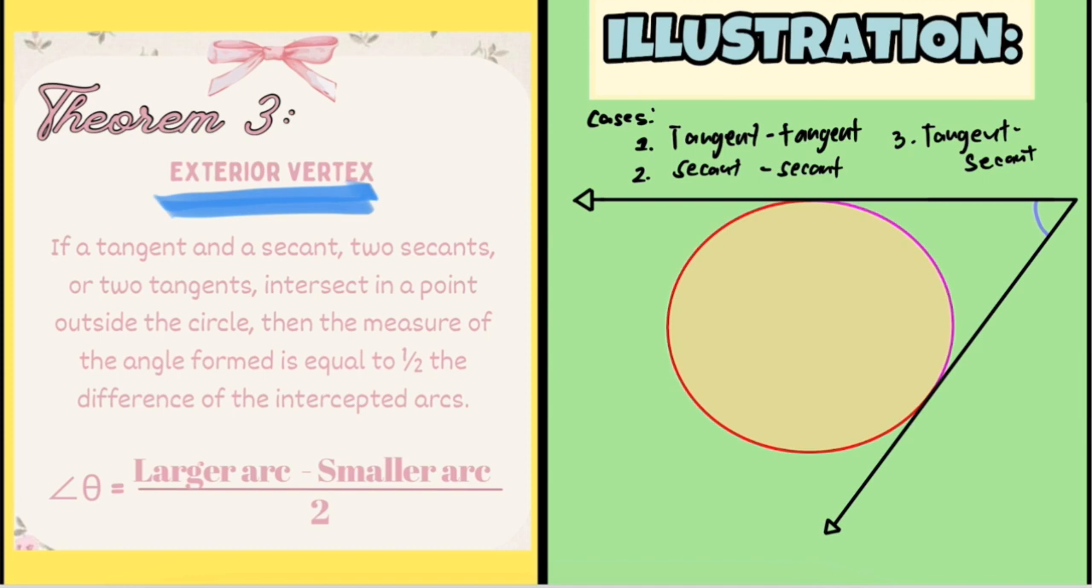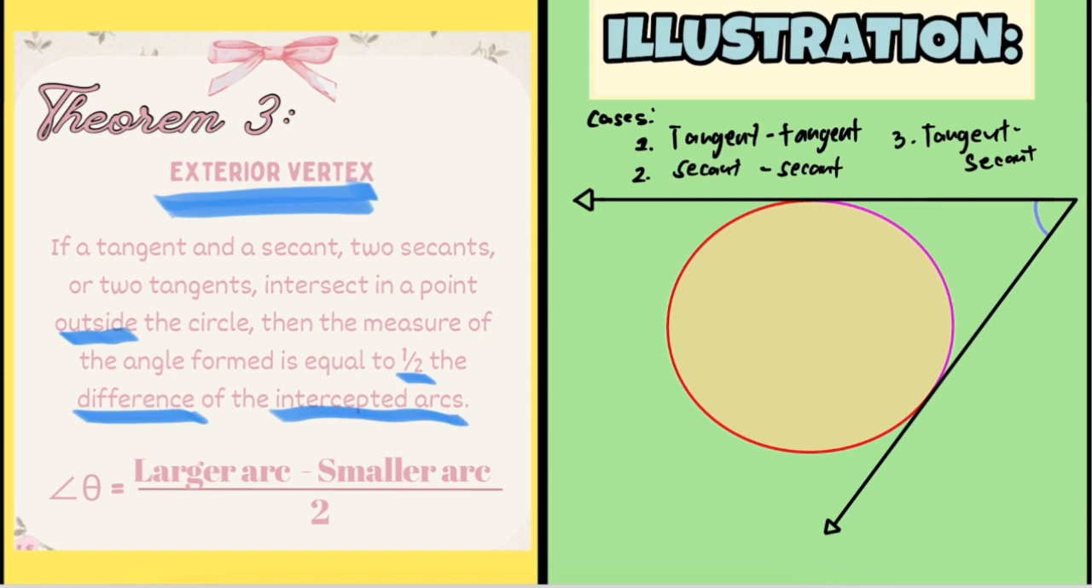The first one, the vertex can be found inside the circle, wherein it's the intersection of the chords. In Theorem 2, we can find the vertex on the circle, and then for the last one, we find it outside. That's why exterior. So basically, as stated here, if a tangent and a secant, 2 secants, or 2 tangents intersect in a point outside the circle, then the measure of the angle is equal to 1/2 of the difference of the intercepted arcs.